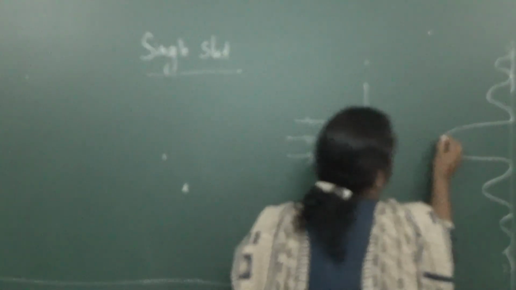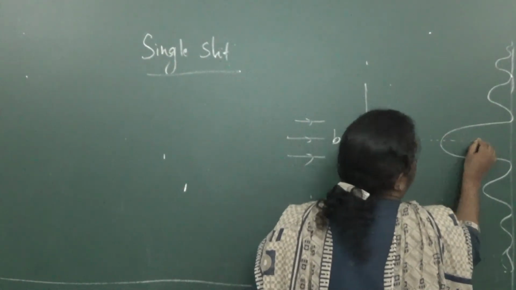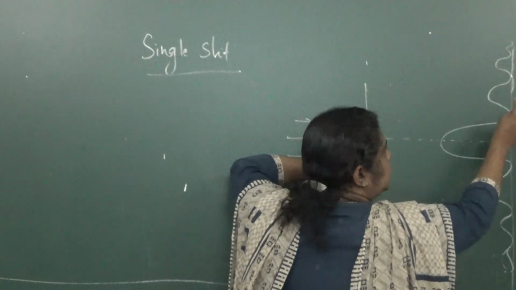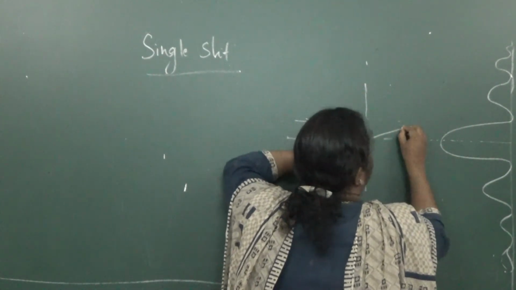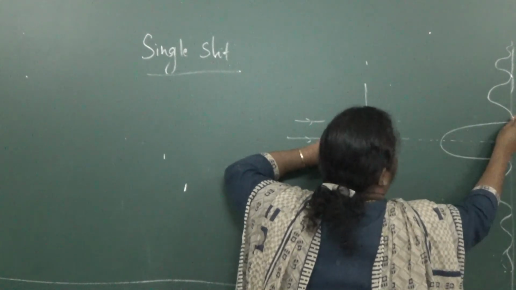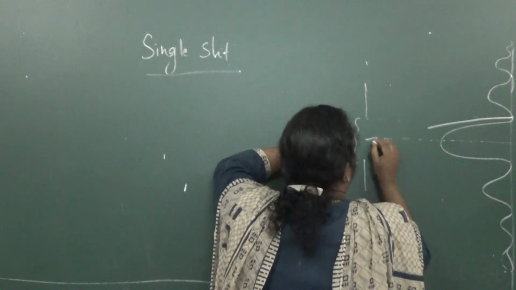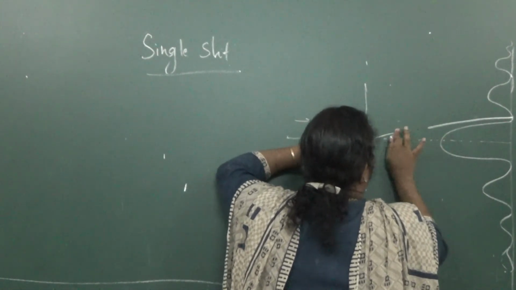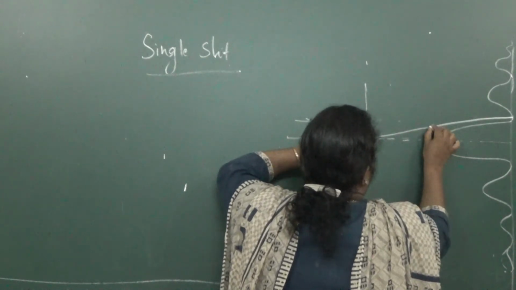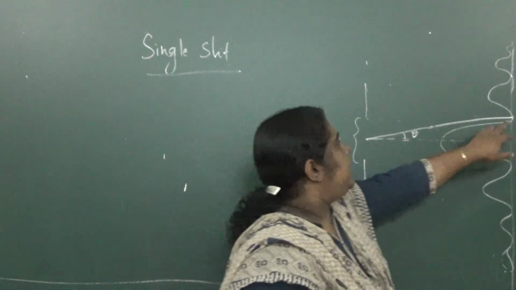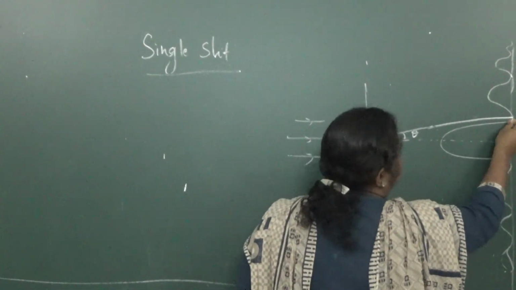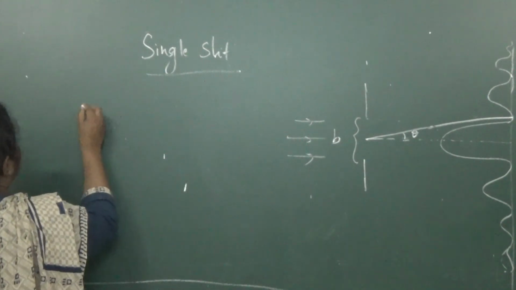This is our central maxima. Then if I take the point here, that is the condition for the first minima, the secondary minima. These are the secondary maxima.